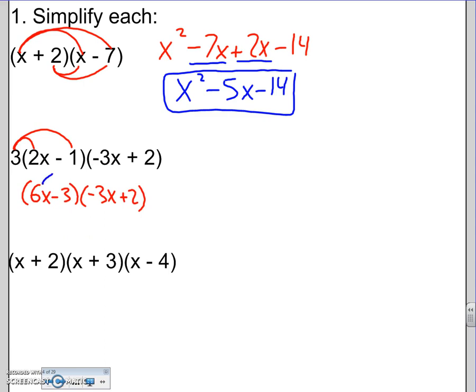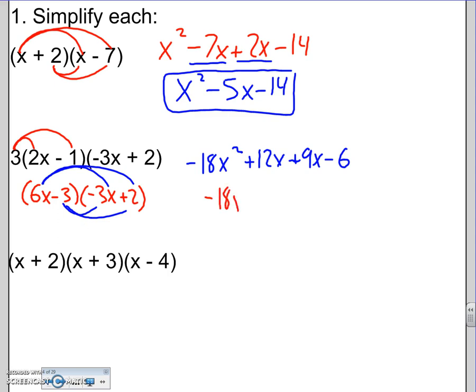So this will be 6x times both of these. That will give me -18x squared plus 12x. Then I have to do this -3 times both of those. That will give me positive 9x and -6. Again, combine terms carefully. X squared, that's only one, so it stays -18x squared. Here's x, that's 12 plus 9, that's 21 with the x, and then -6. So there's that one.